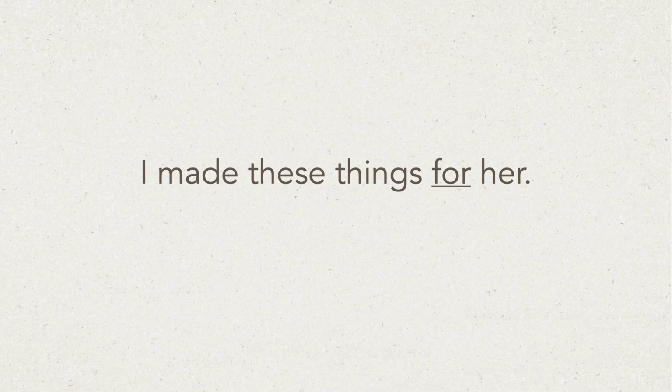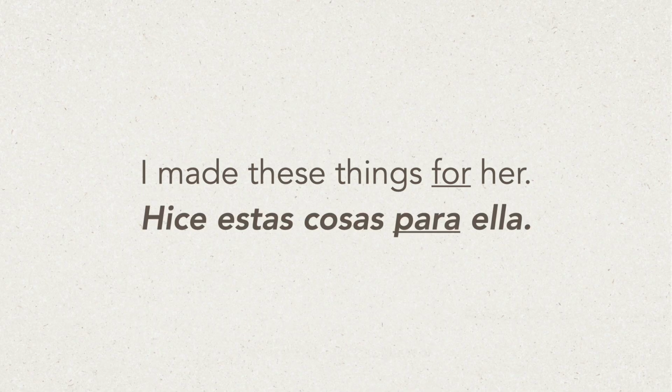But something that's very interesting is that it's also very common to say "lo hice para ella," specifically when you're doing something, or more often making something, that is intended for someone. So for example, "I made these things for her." "Hice estas cosas para ella." So as you can see, hacer is sometimes used with por and sometimes used with para.